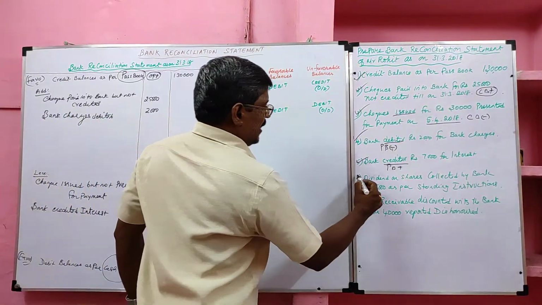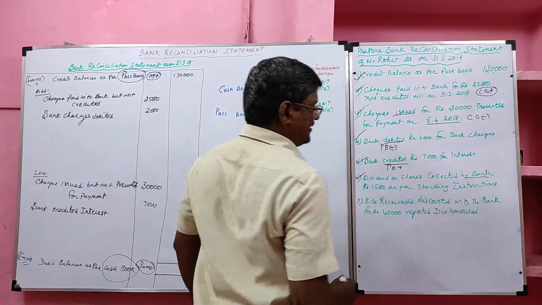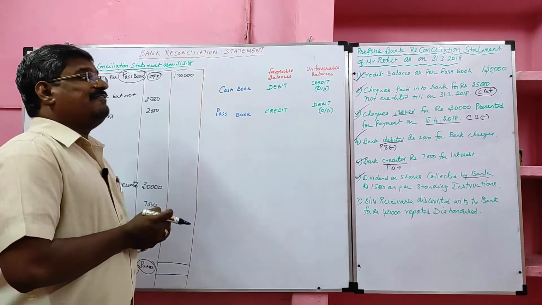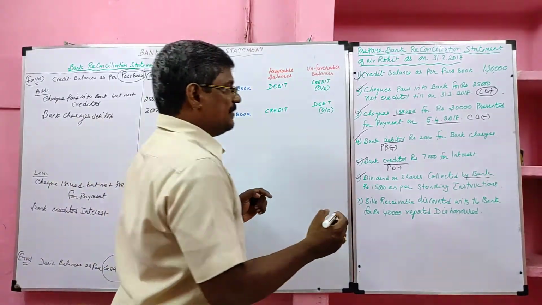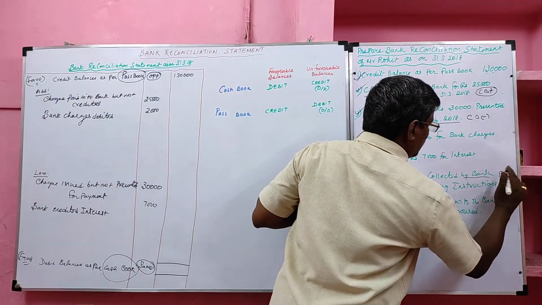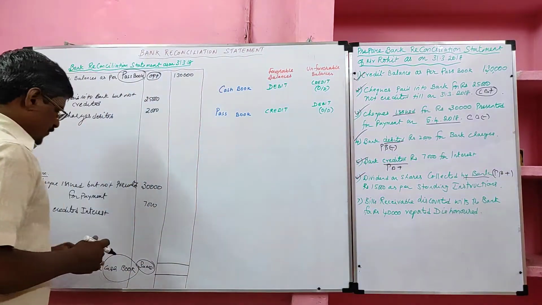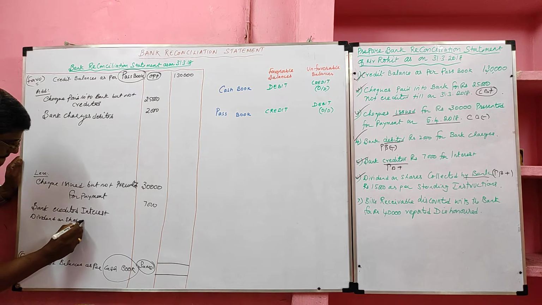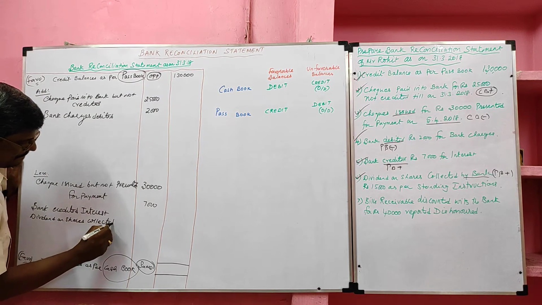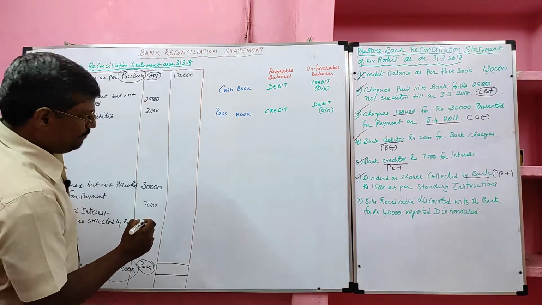Next, dividend on share collected by the bank, rupees 15,000 as per standing instruction. So bank collected dividend on share on behalf of the businessman. It was taken place in passbook. It was added. So in passbook added. Now we should give what? Opposite effect. We have to deduct it. Dividend on share collected by bank, how much? 15,000.